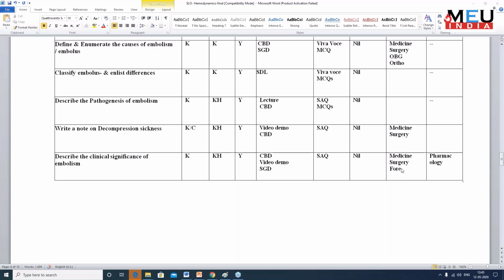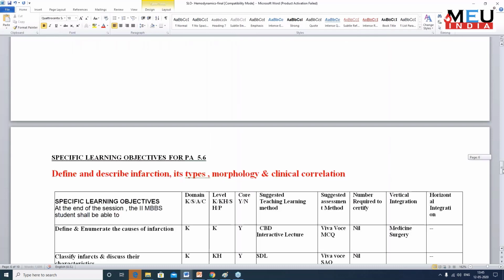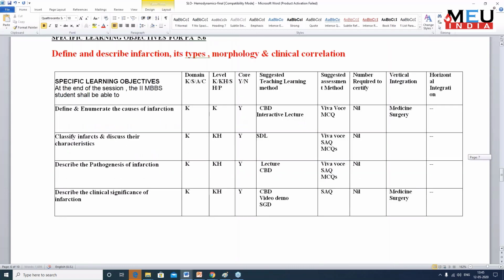Now coming to 5.6 SLO, define and describe the infarction, its types, morphology, and clinical correlation. So the first part is to define and enumerate the causes of infarction, all the various causes of infarction. A case-based discussion or an interactive lecture is needed in this, and we can assess based on MCQs or viva voce. Here, medicine and surgery departments can be involved.